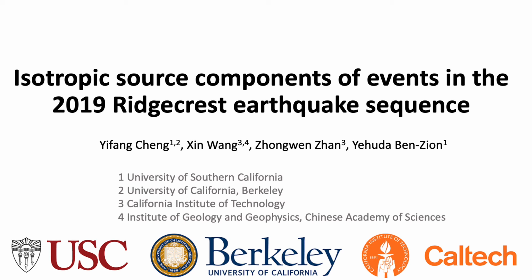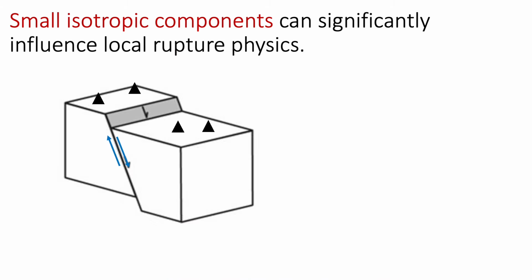This talk is about isotropic source components of events in the 2019 Ridgecrest earthquake sequence. Earthquake ruptures are dominated by shear motions. Many observations show that earthquake ruptures are associated with isotropic radiations, which can dramatically change the local failure processes.